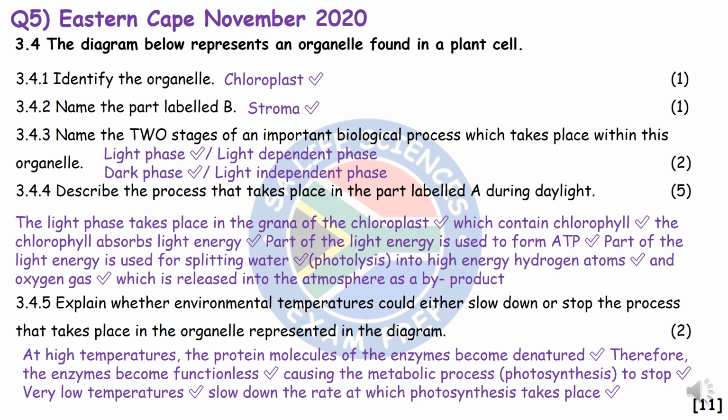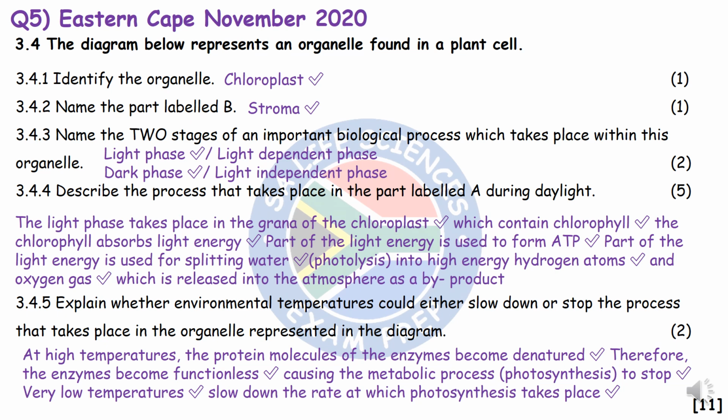Question 3.4.1 asks you to identify the organelle. So the organelle is the chloroplast. The name of part B is the stroma. The two phases that take place within this organelle are the light phase and the dark phase. You can also say the light dependent and the light independent. Describe the process that takes place at label A during daylight.